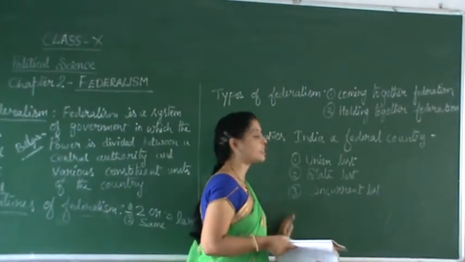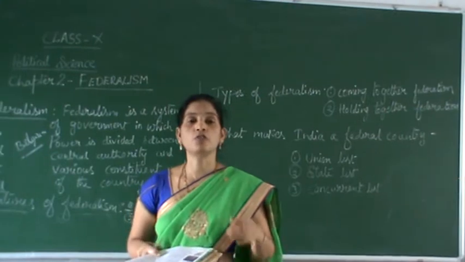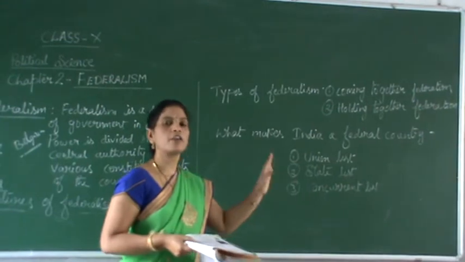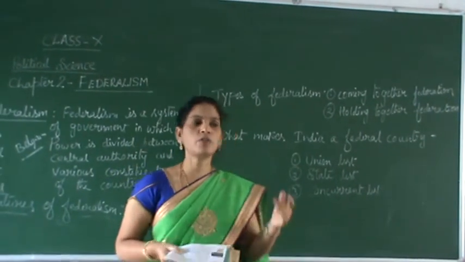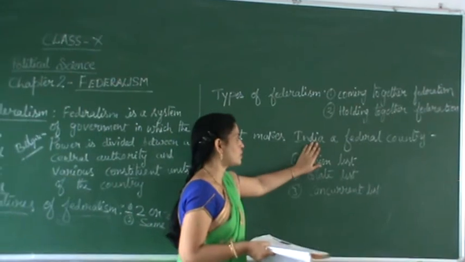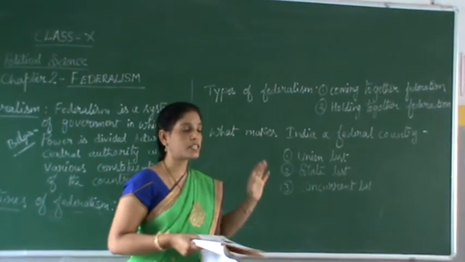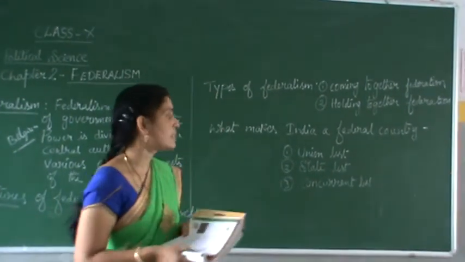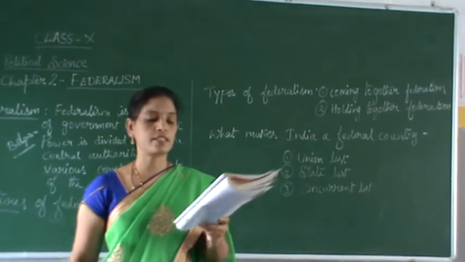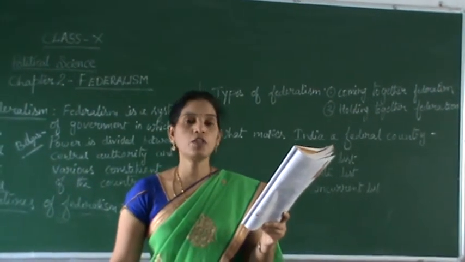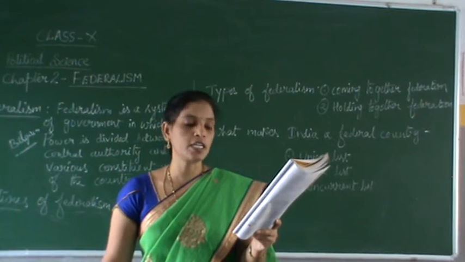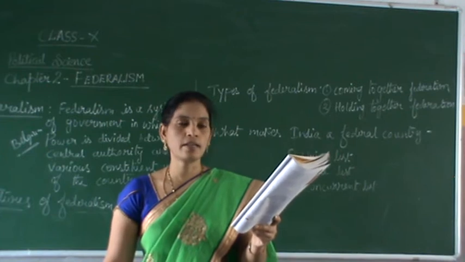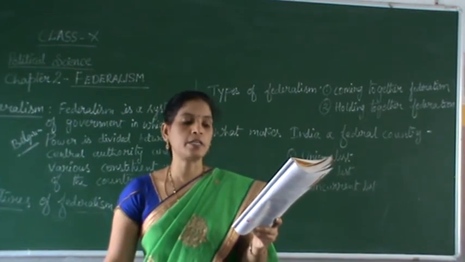Yes, we have clearly distributed our subjects into 3 different lists, and with these 3 different lists, we are easily able to govern the country. Due to which we can clearly say that yes, we are following federal system of government. What do these lists consist of? The first one is union list. Union list includes subjects of national importance such as the defense of the country, foreign affairs, banking, communication, currency.